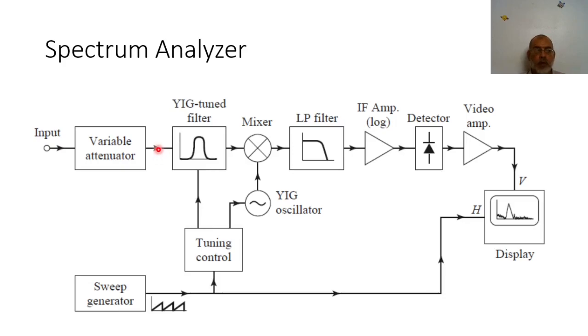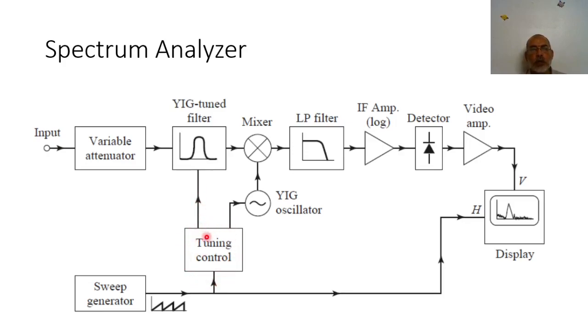This signal will be passed through a tunable band pass filter. This tuned band pass filter is based on something called YIG, and YIG is effectively some sort of ferrite material. So by adjusting the DC biasing magnetization of the YIG filter, we can adjust the band pass of this filter. And effectively, the DC biasing magnetization can be adjusted by using a DC coil. And this DC coil is effectively fed by a tuning control circuit.